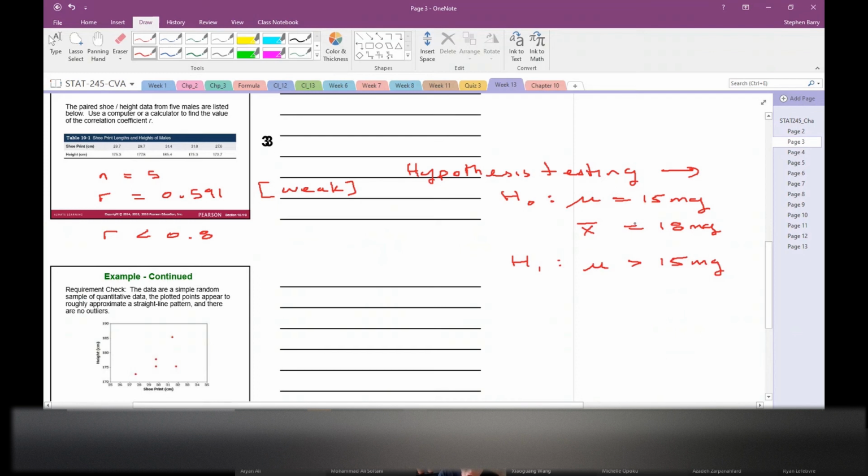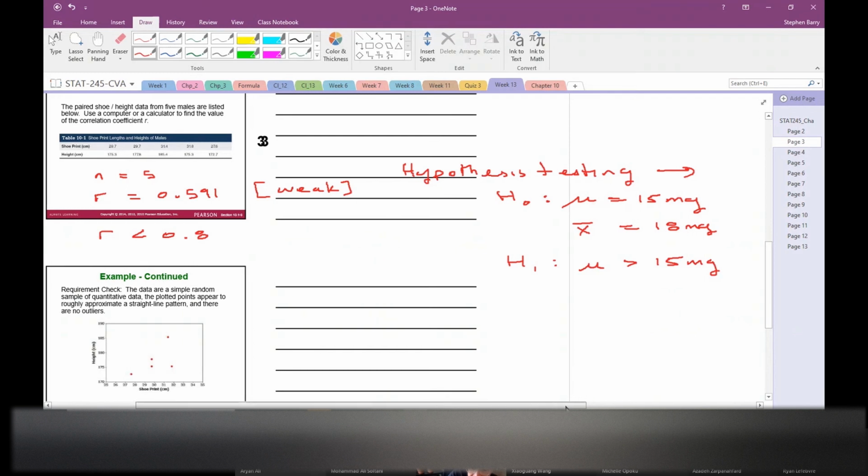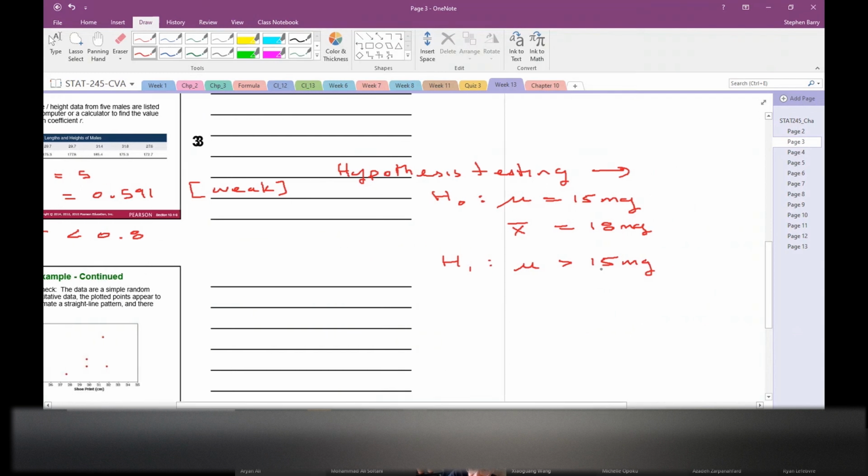Right? If you go back to the nature of hypothesis testing, we can't prove that it is 15, or sorry, we're not trying to show that it is 18. We're trying to show that it's bigger than 15, because again, this is just from the sample, right? This is just a statistic from the sample. It's not a parameter of the population.